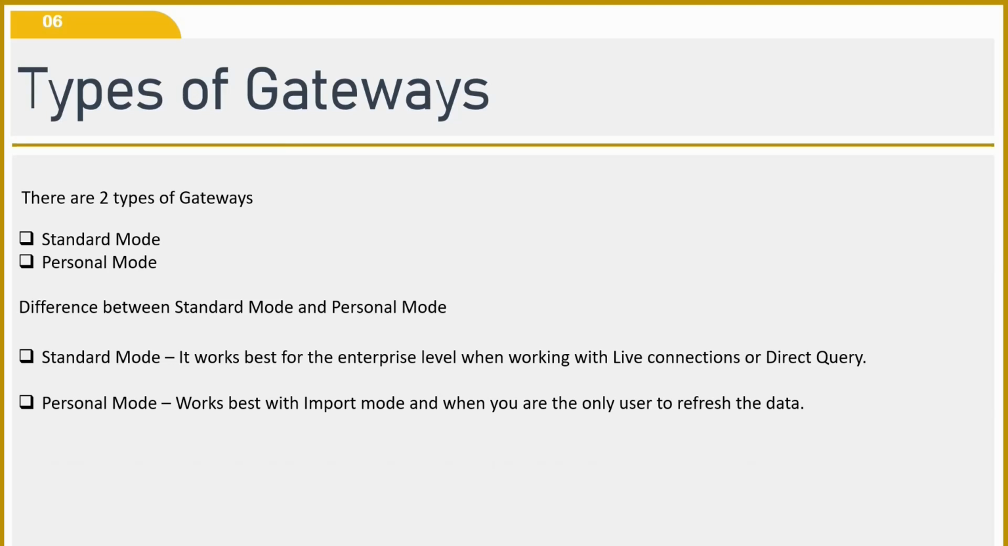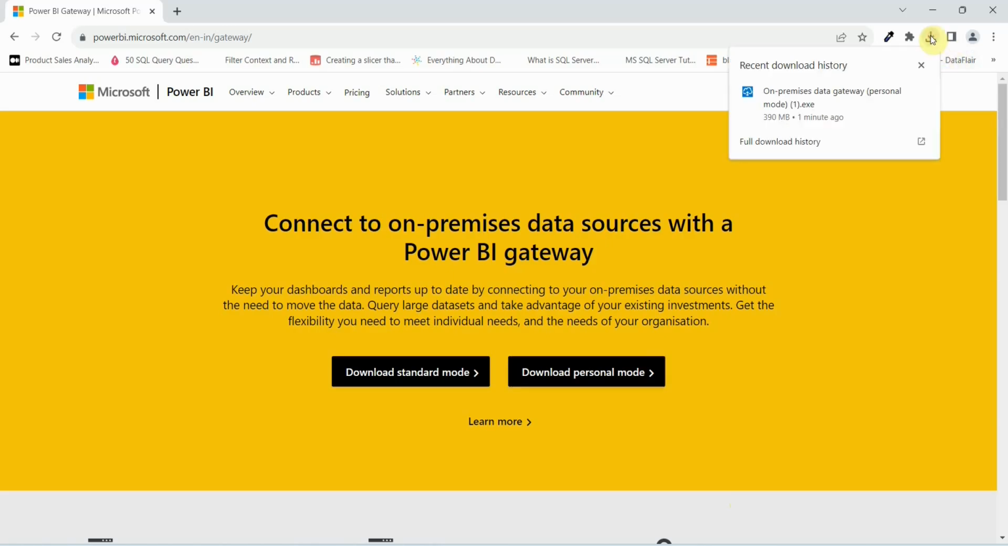Let's take an example. I am the only individual user to refresh my Power BI dashboard, to upload the data, to get the up-to-date data. I am the only one in my organization to refresh the data and work on the Power BI report. So I will use personal mode. That is the only difference between standard mode and personal mode. So let us go and see whether the download is completed or not. Yes, I think the download is completed.